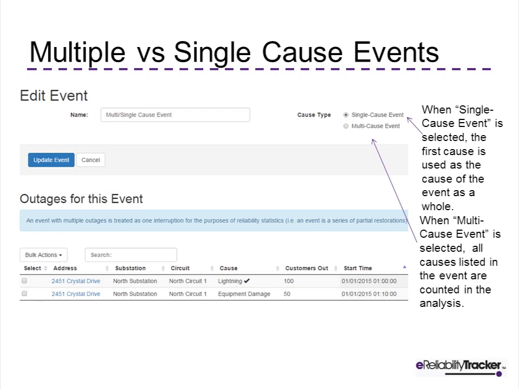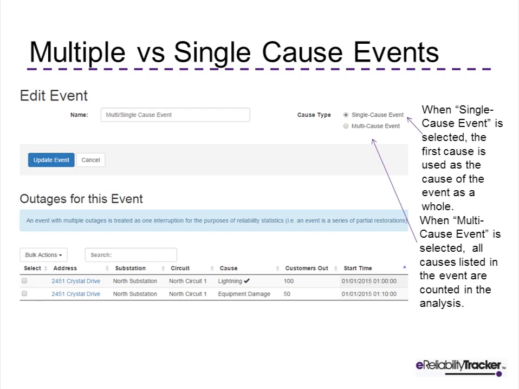So in this particular example, before the new feature was implemented, if I grouped together these two outages into one event, the tracker would have both outage causes, lightning and equipment damage, in the report, regardless of the fact that they're grouped together. So many people would say that this event as a whole should be solely counted as a result of lightning, and others might say that it's fine to have both lightning and equipment damage counted.